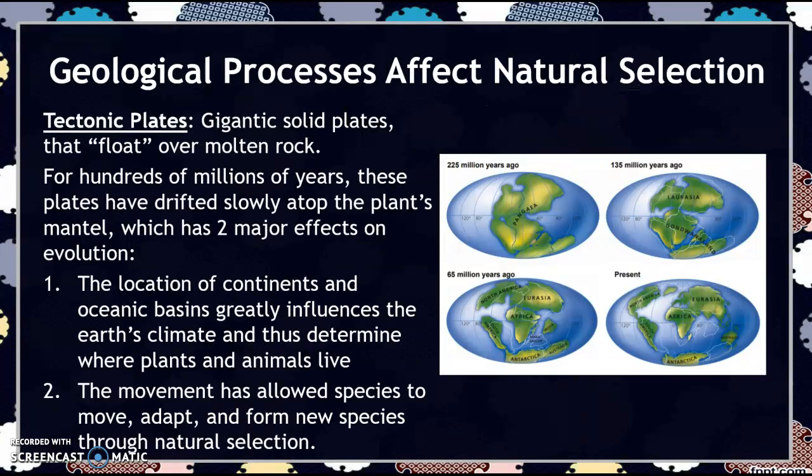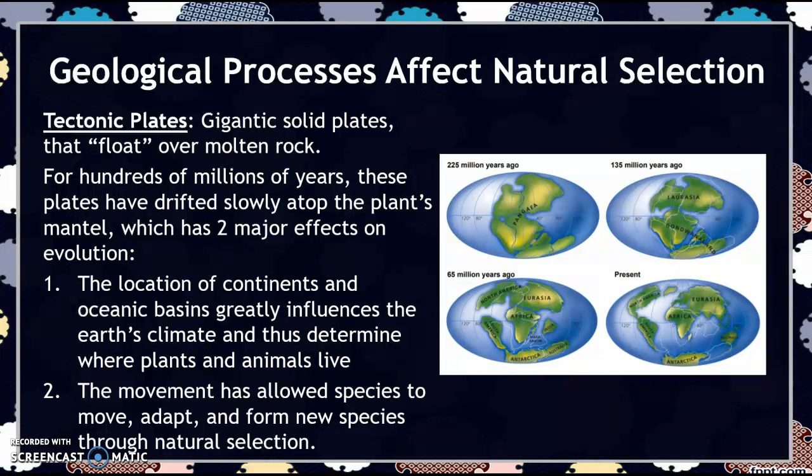So the first thing we need to talk about are tectonic plates. And tectonic plates are these gigantic solid plates that float over molten rock underneath our Earth's surface. For hundreds of millions of years, these plates have drifted very slowly atop the mantle, which has had two major effects on evolution. First, the location of the continents and ocean basins have greatly influenced the Earth's climate and thus determined where certain plants and animals can live.